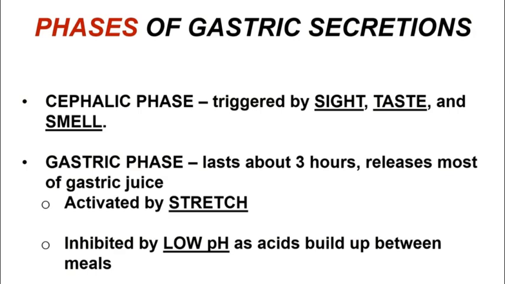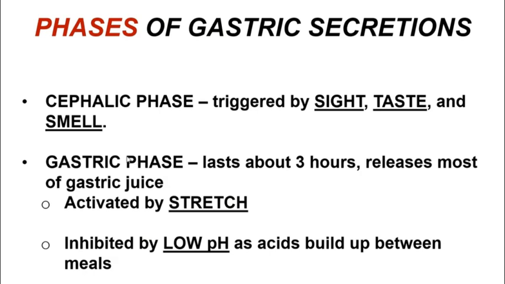Gastric secretions are regulated in two ways, or by two phases: the cephalic phase and the gastric phase. The cephalic phase of gastric secretions occurs when sensory structures in the head respond to food-related stimuli. So it is the sight of food, taste of food, or smell of food. All three of these will trigger an increase in the amount of acids and digestive enzymes that are produced by the stomach.